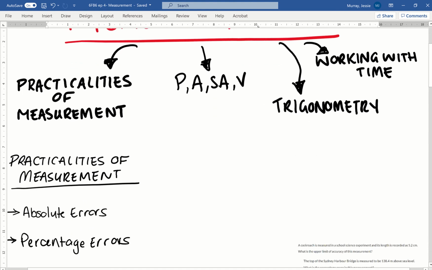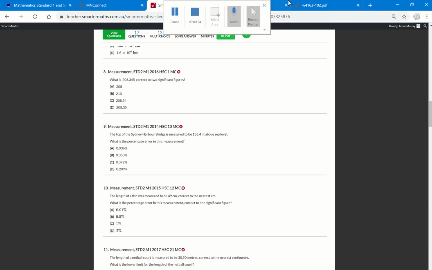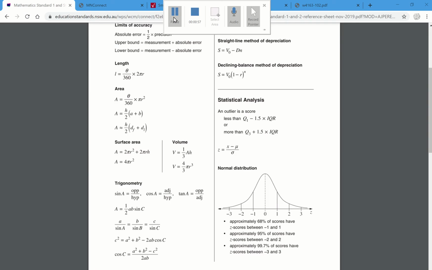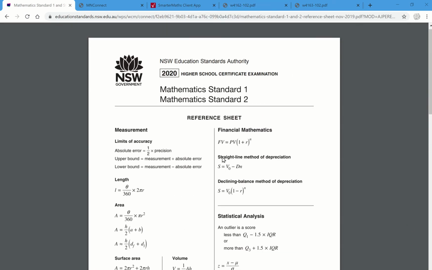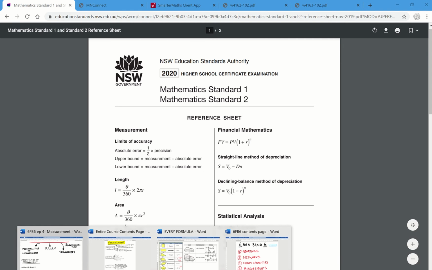What I have up here is somewhere here, the reference sheet. So I'm going to keep coming back to this so you can be reminded what you do need to remember and what you don't. When it comes to our practicalities of measurement, that is under this little heading here, limits of accuracy. It's all we're given is this. So let's have a look now, what you need to know.